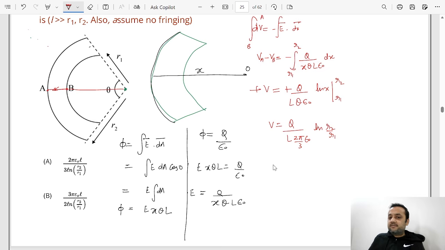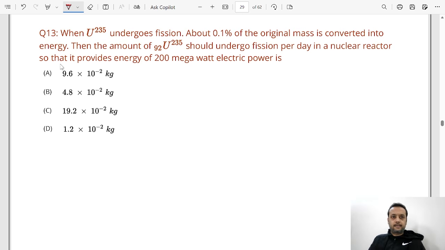Now you see Q by V is called capacitance. So from here the value of Q by V comes out to be 2L pi epsilon naught upon 3 ln of R2 by R1, which is what option A is. It's a very good question. I hope you would have understood. Thank you. Let's see this question, guys.